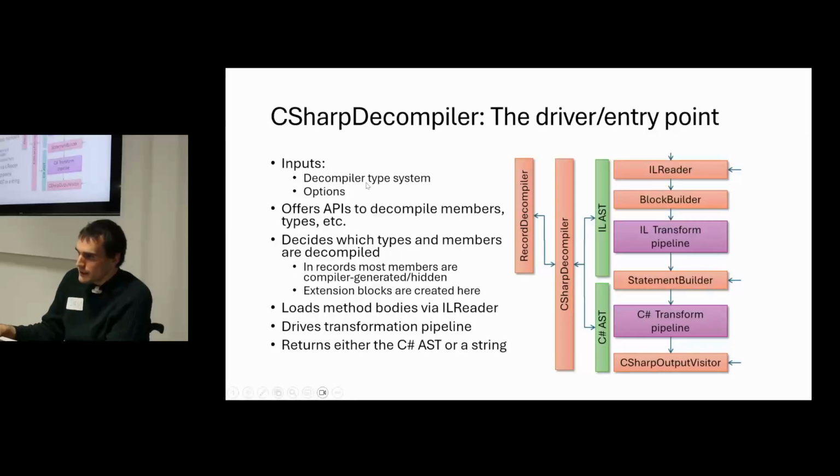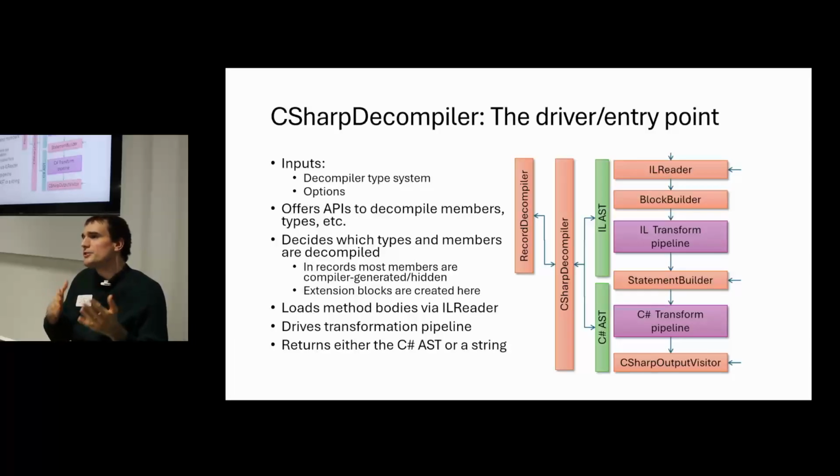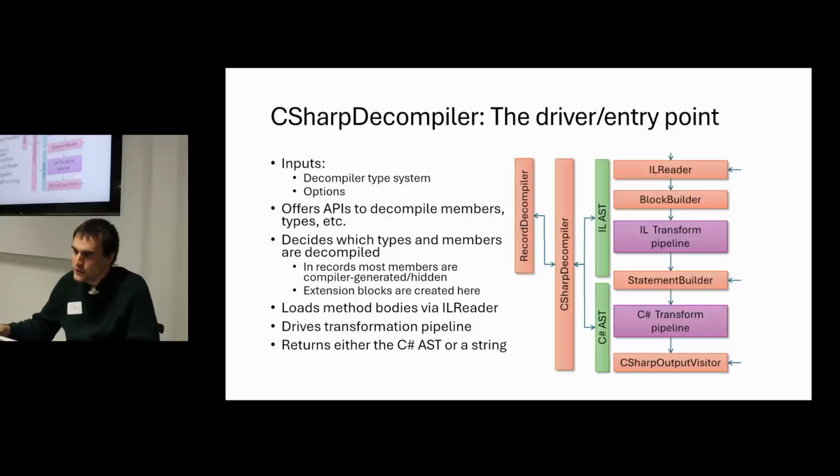Now we have this C# decompiler class. It's the driver or entry point of our decompiler. So if you want to decompile something, use that. The inputs are basically the decompiler type system and options. So what language version do you want to decompile to? Do you want to leave out the LINQ syntax? There are many, many options you can choose from. And it offers an API to decompile members and types. And it returns a string or the AST, the abstract syntax tree.